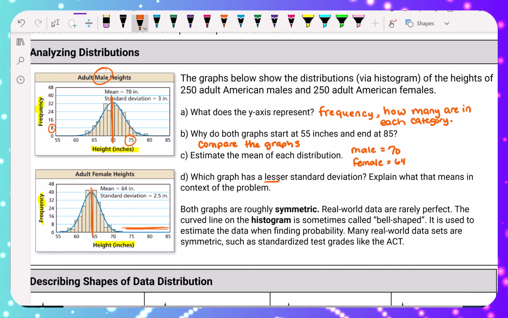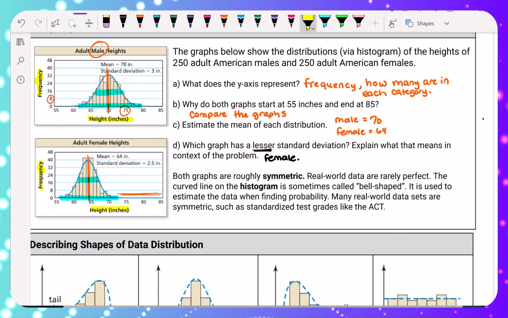All right, which graph has a lesser standard deviation? Now, that is something from the beginning of chapter 7. So standard deviation is how spread out the data is. So if you look, the males start about here and here. The females start about here and then in here. One of them is a little bit smaller in range than the other one. You notice how there's not really a lot of variety here compared to this. There is a little bit more variability in the male. So that means that the one with the lesser standard deviation would be the female histogram.